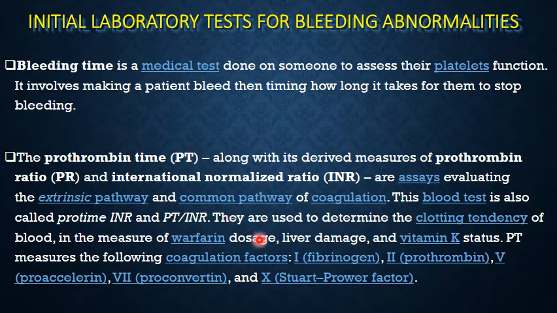They are also used to determine the clotting tendency of the blood, and also in patients who are taking warfarin as an anticoagulant. It is important to measure the dosage of warfarin in patients with liver damage, because, you know, vitamin K is produced by the liver, and vitamin K status matters. So the prothrombin time measures the following coagulation factors: fibrinogen (factor 1), prothrombin (factor 2), factor 5, factor 7, and factor 10.